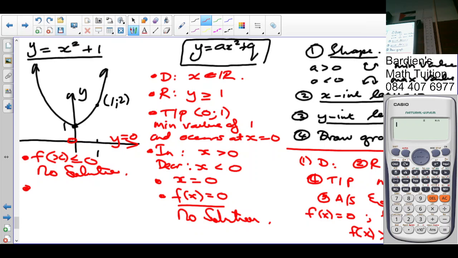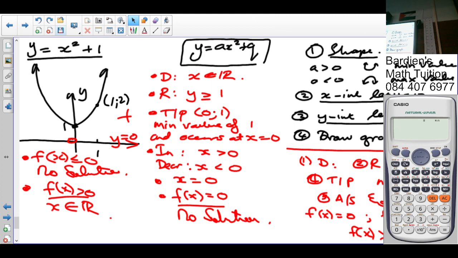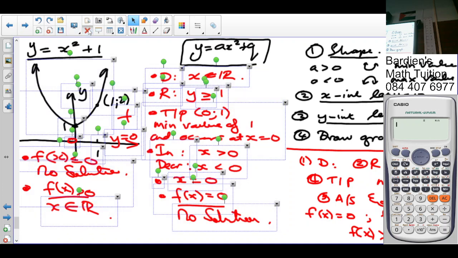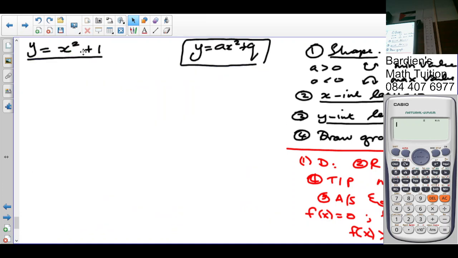Next, where is f of x greater than 0? Is there any part of the graph that is above that y is equal to 0 line? Yes, which is the whole graph, not so? So what do we say? X is an element of real numbers. You guys understand? We got one graph left. One or two? Two. We're not going to make two graphs, but we'll try.